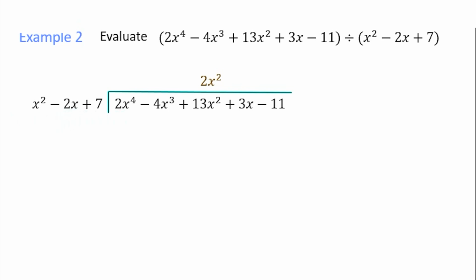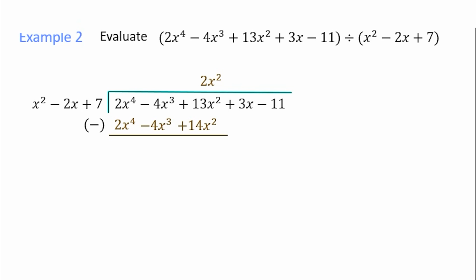So 2x squared times x squared is 2x to the power of 4. 2x squared times negative 2x is negative 4x cubed. And then 2x squared times 7 is 14x squared. Now what was the next step? I hope you all remember. This is the subtraction. So I'm going to underline and do the subtraction step by step.